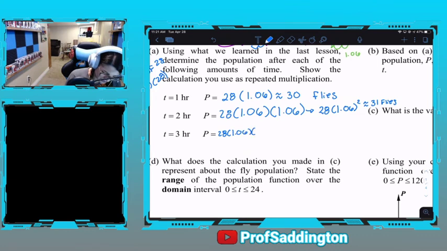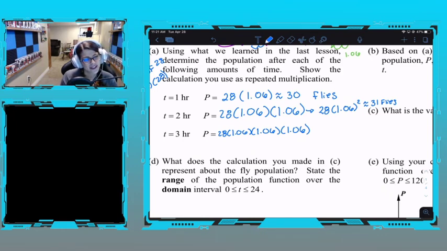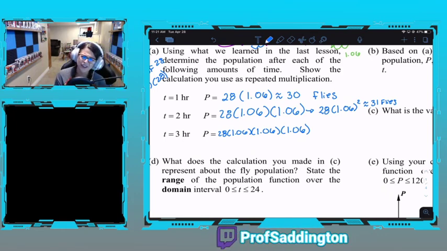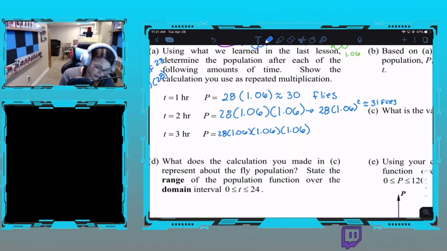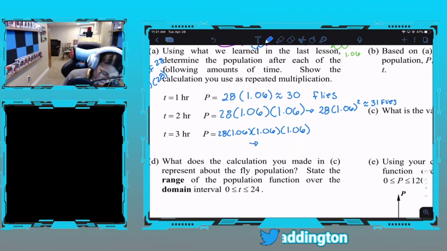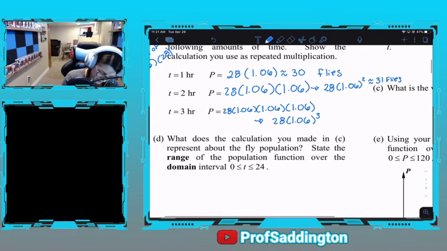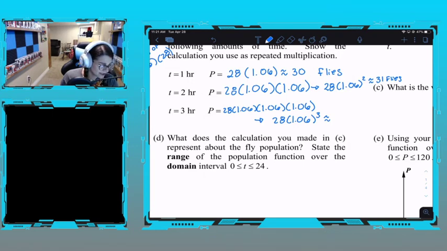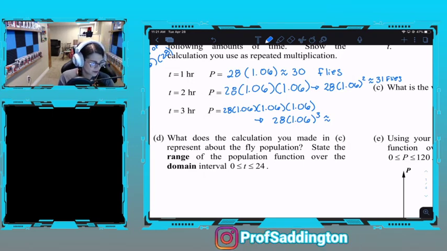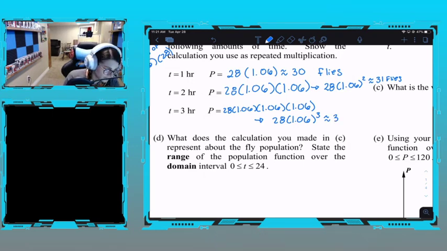About. And then if I were to do this for 3 hours, I would really do 28 times 1.06 times 1.06 times another 1.06. Well, it's really annoying to write over and over again. So if I asked you for like the 32nd hour, are you going to write this 32 times? No. So we really want to write this as 28 times 1.06 cubed. And we type that in. We get 33.348. So we're going to say about 33 flies.